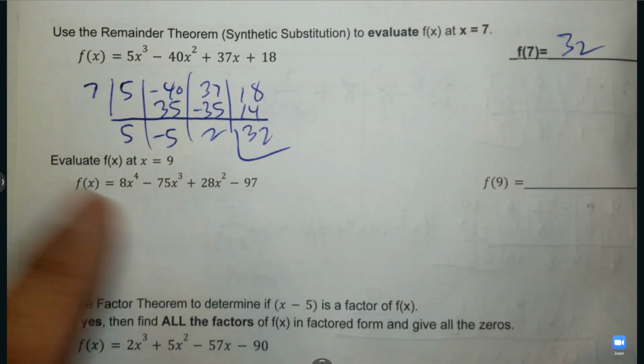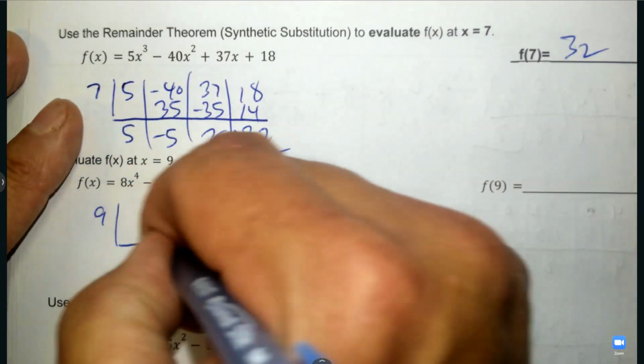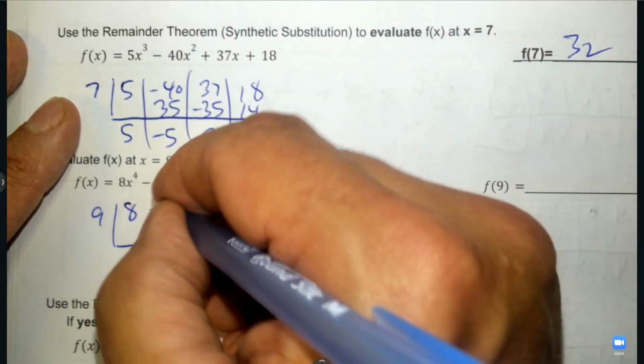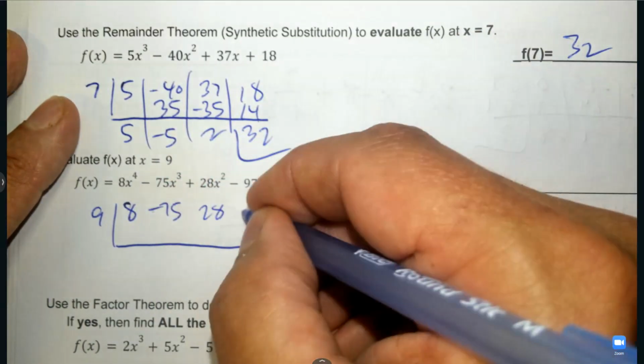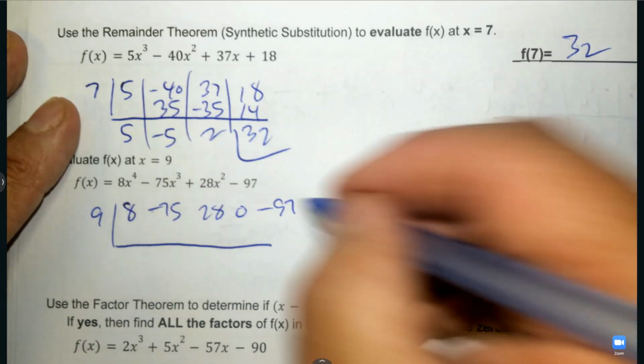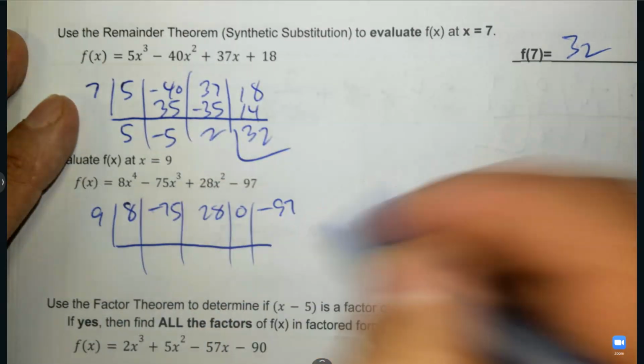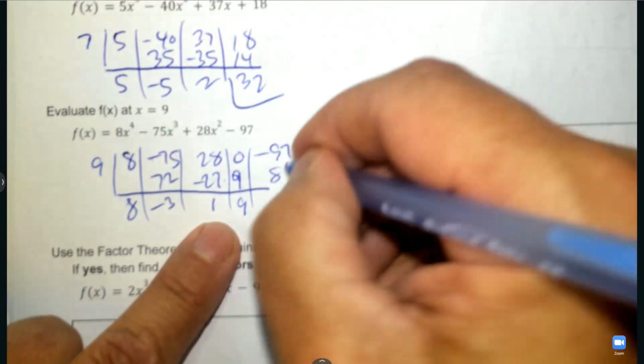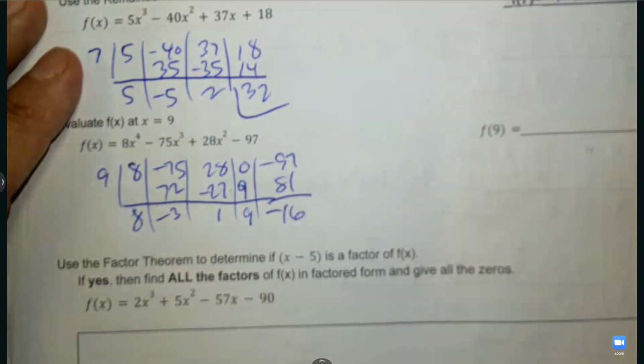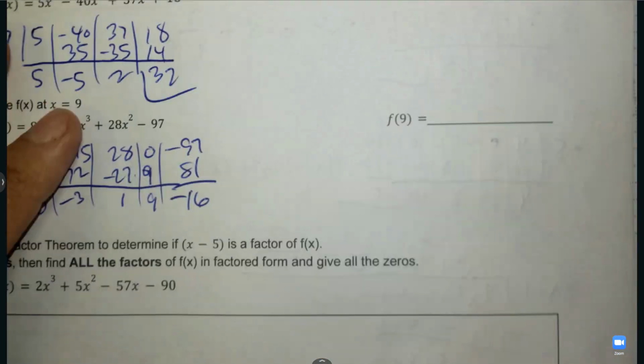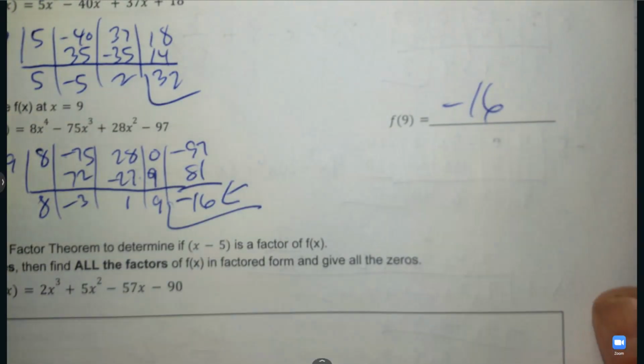Again, evaluate at 9. So a new way to evaluate by dividing. So we have 8, we have minus 75, we have 28, 0, because we're missing x, and negative 97. Drop the 8 down, that's 72. I'm just multiplying, that's negative 27, that's 1. 9 times 1, add, 9 times 9, and then add at the end, and the answer is negative 16. So we're doing all of this to get the remainder, which is the answer when you evaluate.